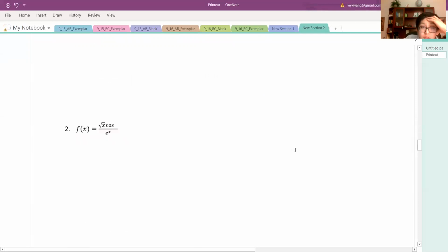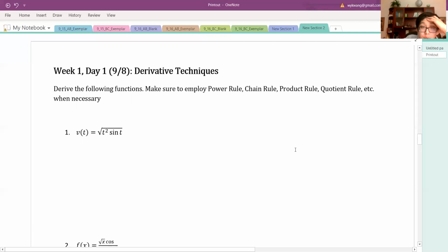Okay, derive the following functions. Make sure to employ power rule, chain rule, product rule, quotient rule, etc. when necessary. I'm going to change this problem to the square root of t to the 4th cosine of t. Okay, so really, let's say I'm just finding the derivative of this, my first instinct would be to change that square root to a power. Okay, so now I can do power rule, right?